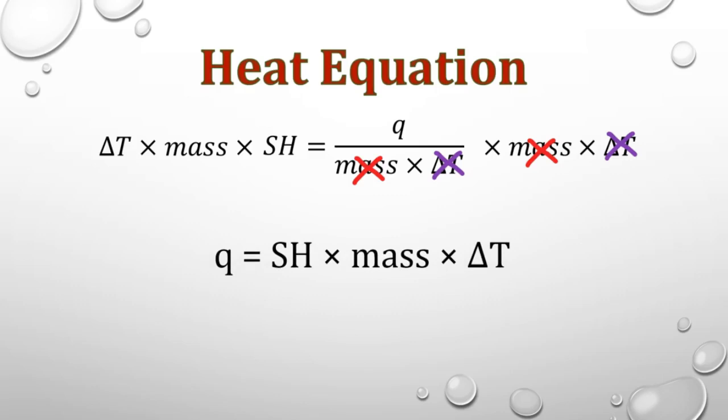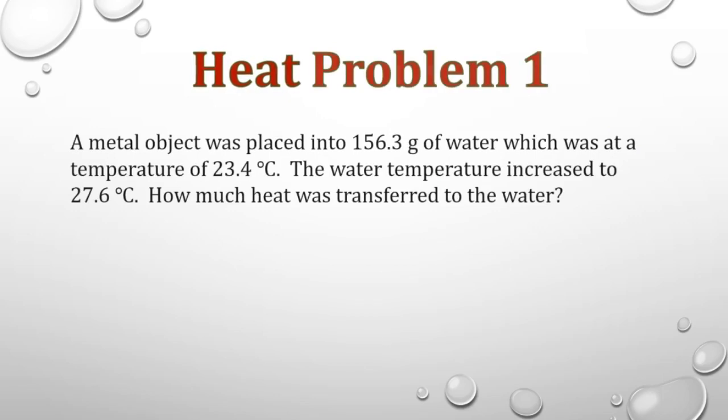Now that we've found these equations, what can we do with them? Here's a problem that you might run into in your homework or in lab. A metal object was placed into 156.3 grams of water, which was at a temperature of 23.4 degrees C. The water temperature increased to 27.6 degrees C. How much heat was transferred to the water?